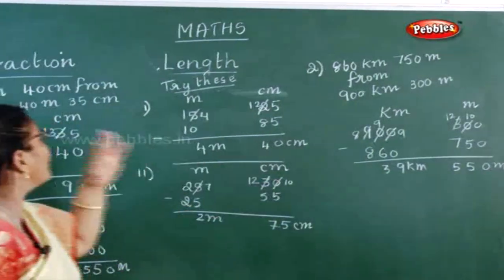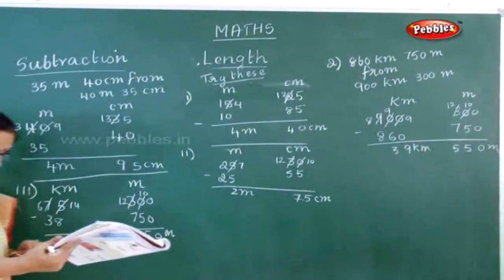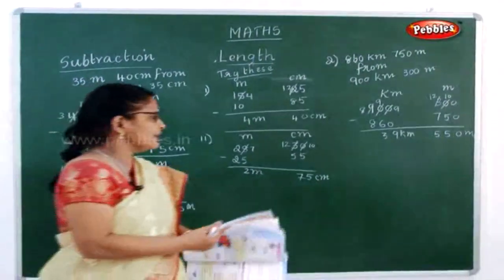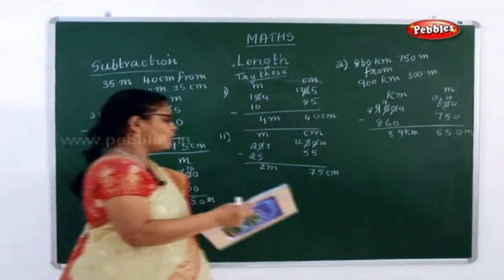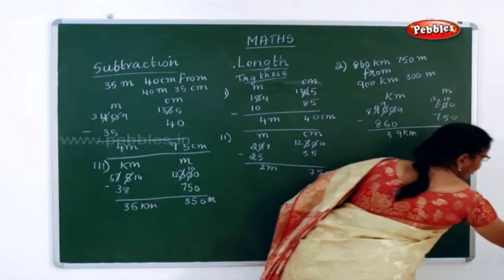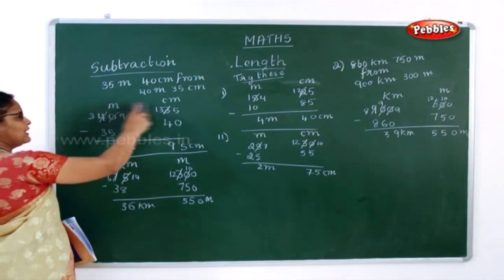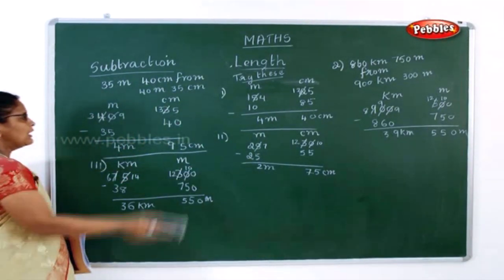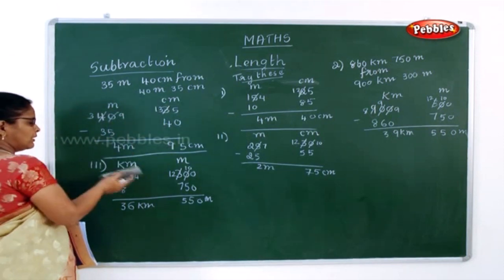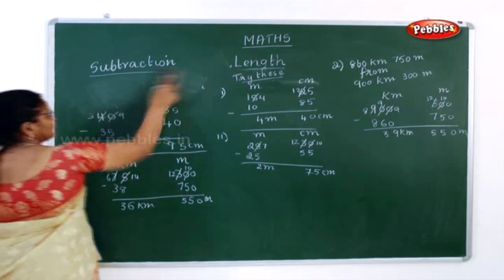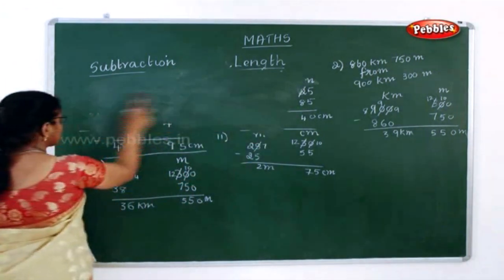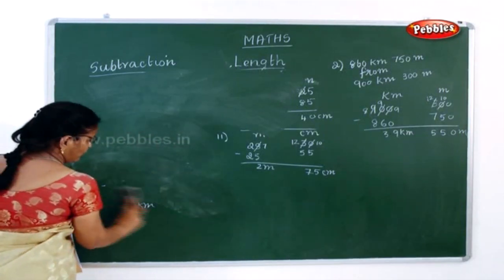So this is how you have to do your subtraction, which is given in your book. See the next one, I think you can go on with your statement sums. Did you understand normal subtraction? That is, you have to write the heading always on the top, whether it is meter, centimeter, kilometer or meter. Now next one, we go on with your statement sums. I told you in addition what a statement sum is.